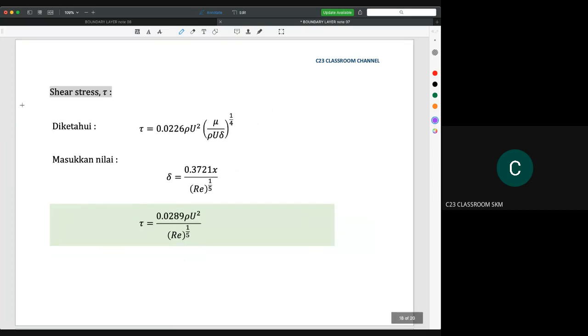And then we need to calculate the shear stress. Again, please bear in mind that we cannot use the value from the von Karman, because it will become tau is equal to rho u square d theta dx. The term d theta dx here shows that this equation is actually not finished yet. It's still in terms of differential form, so we cannot solve it. You may use this equation if you solve this term, but it takes time.